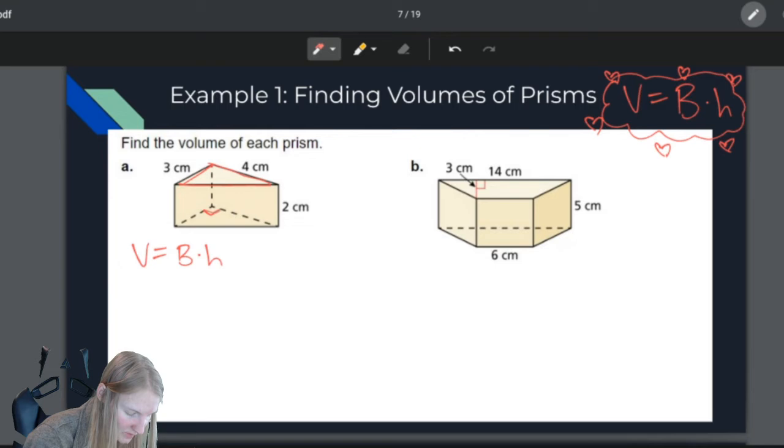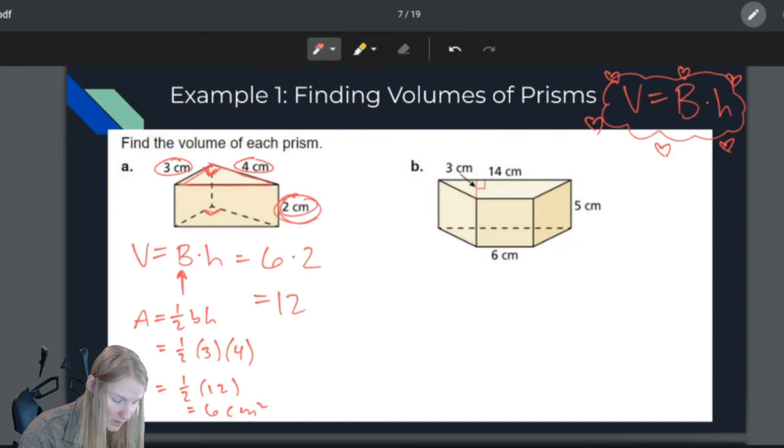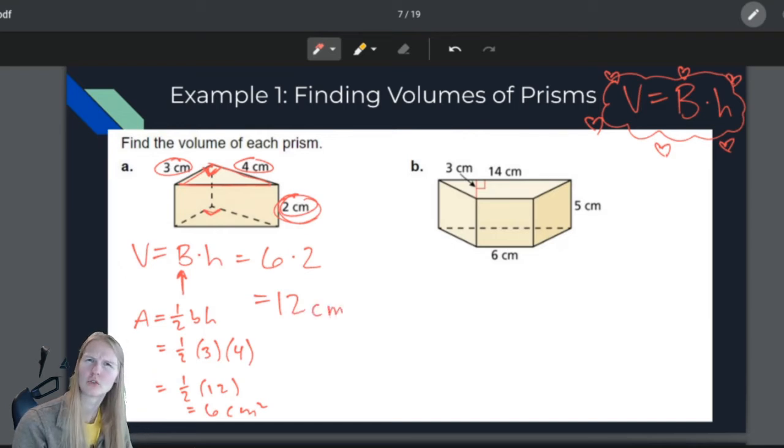It is very important that they gave us this right angle here, because remember this capital B is the area of the base. And remember, the area of a triangle is 1/2 base times height. And because I have this right angle here, I know I have the base and the height right here. So 1/2 times 3 times 4, which is 1/2 of 12, which is 6. So my capital B is 6 centimeters squared. And my height is 2 right here. So the volume equals 6 times 2, which is 12. Don't forget your units, centimeters squared.